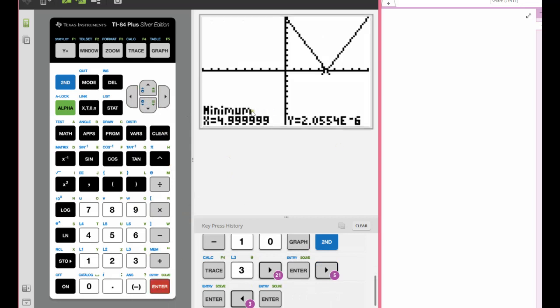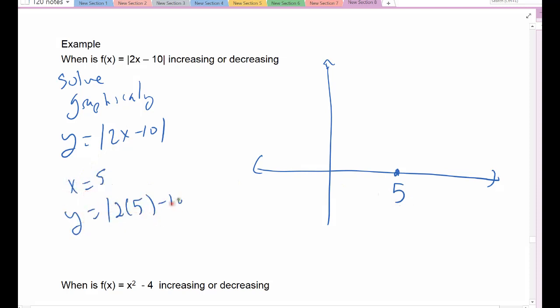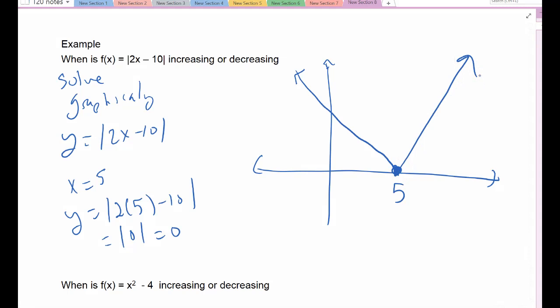And so it's at, actually, the calculator's a little flawed. It actually is at 5. 4.99999 is 5, and the y value is 0. And you can check it to make sure that it is 5. If I plug 5 in, it should get 0 out. Plug 5 in: 2 times 5 minus 10 is going to give me 10 minus 10, which is the absolute value of 0, which is 0. And so it is at the 5. The function comes down. At the 5, it stops and then goes up. And so my graph is decreasing to the 5 and increasing after the 5.